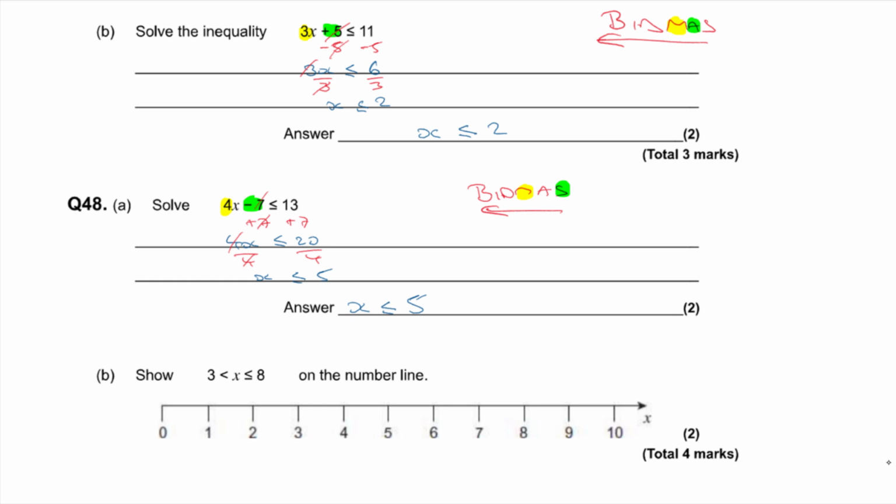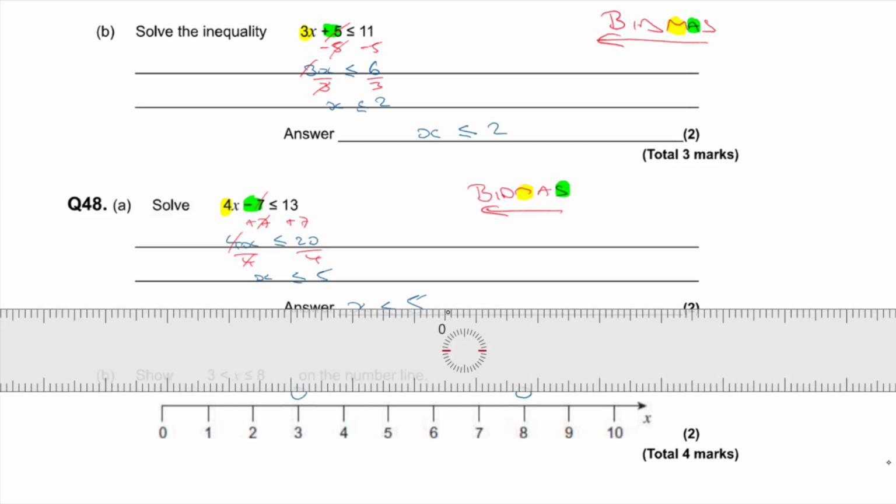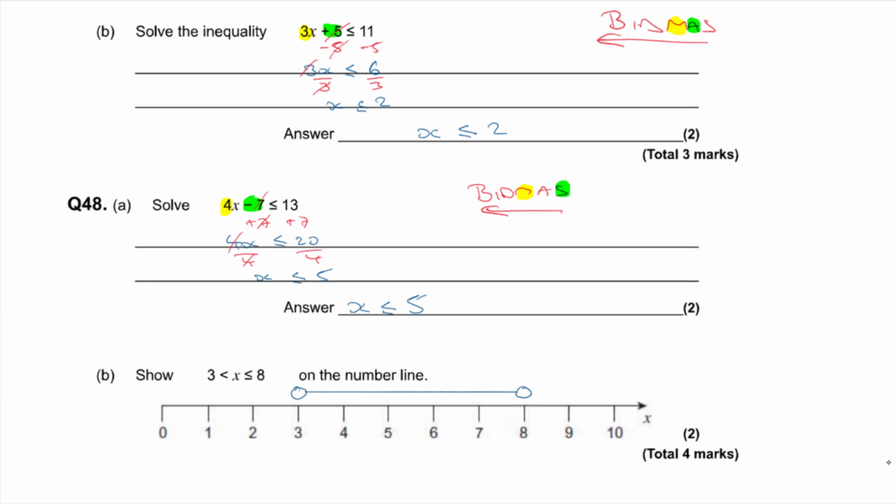Right, show 3 is less than x is less than or equal to 8 on the number line. So two circles, one at 3, one at 8. Join them together with a ruler. Decide if you have to fill in the circles or not. I don't fill in 3 because x needs to be strictly greater than 3. I do fill in 8 because x is less than or equal to 8. So filled circles means it can be equal to that one.